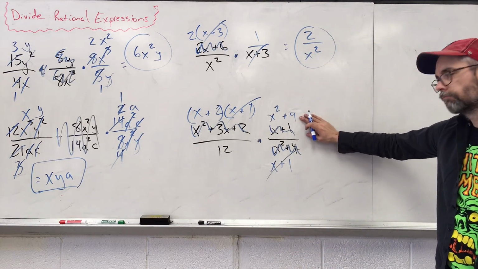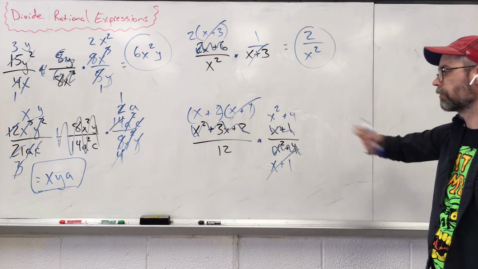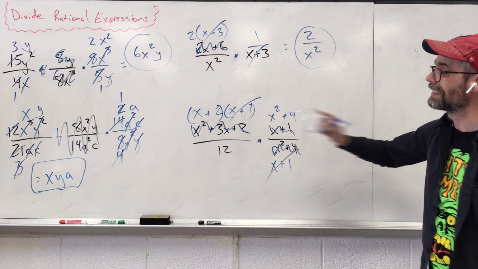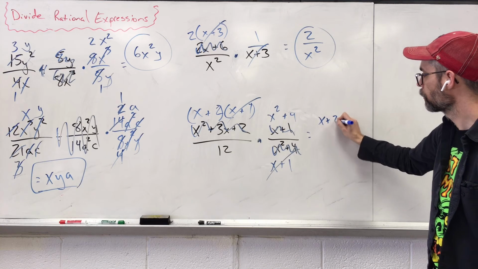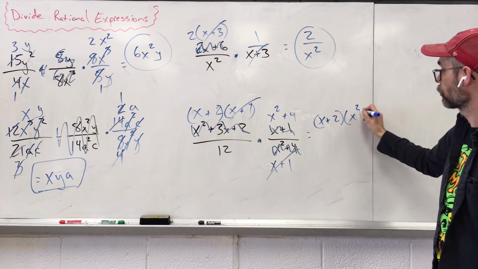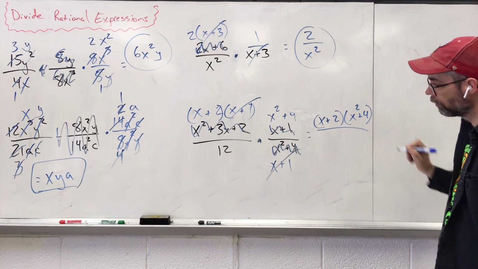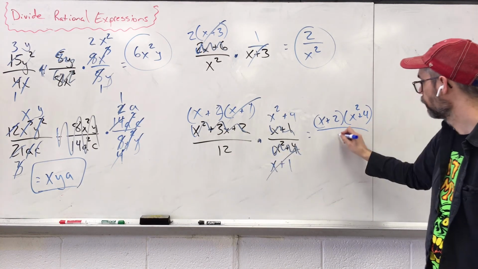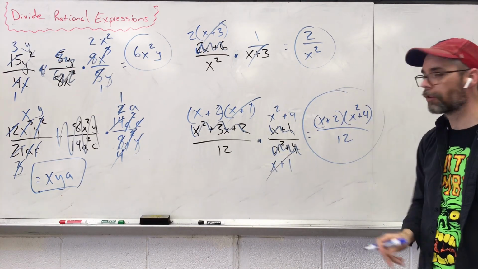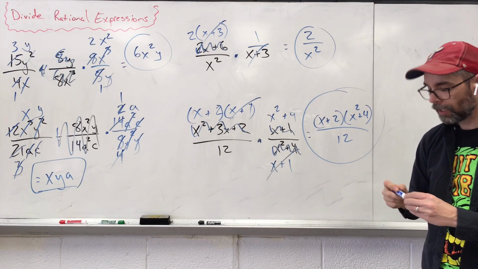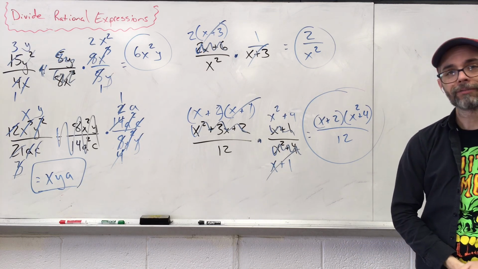Can we simplify that? No, it's not the difference of perfect squares. It's perfect squares, but it's not the difference. So our final answer we can just leave as x plus 2, x squared plus 4, all over 12. And we do not need to multiply them together. We can leave them broken up like that. And that's dividing rational expressions.